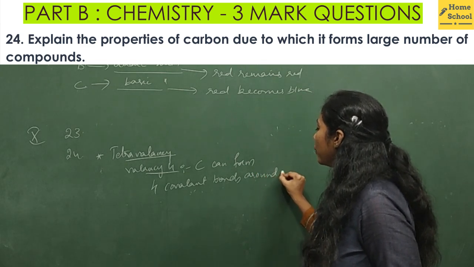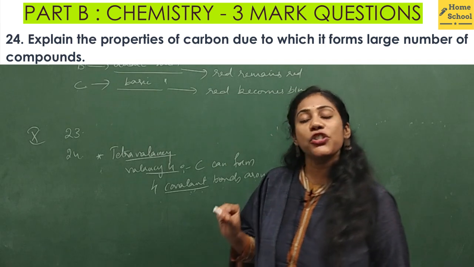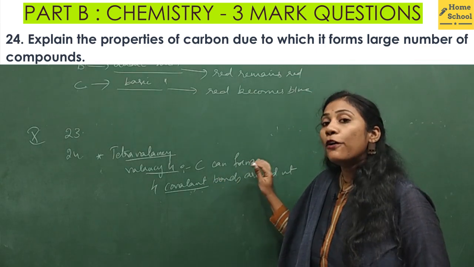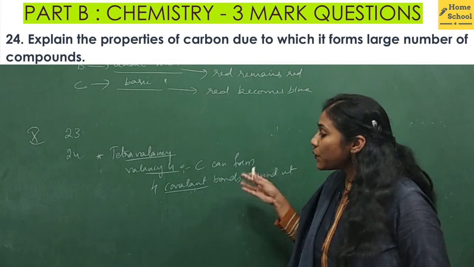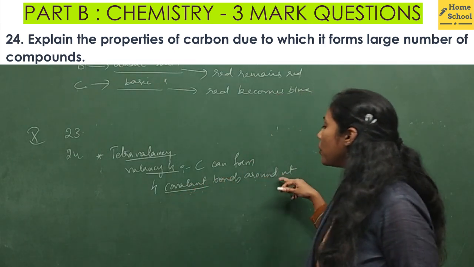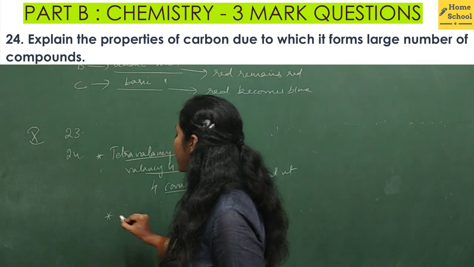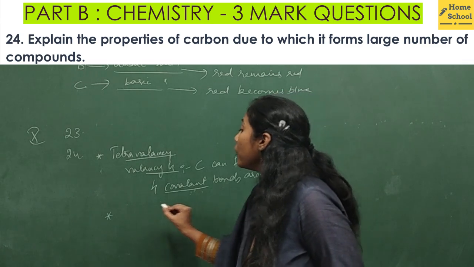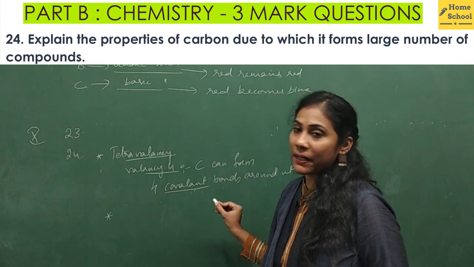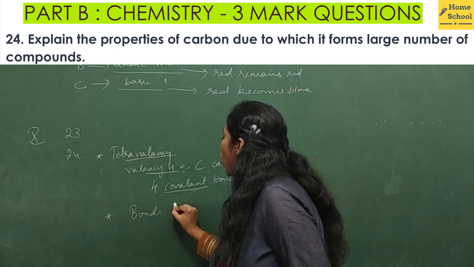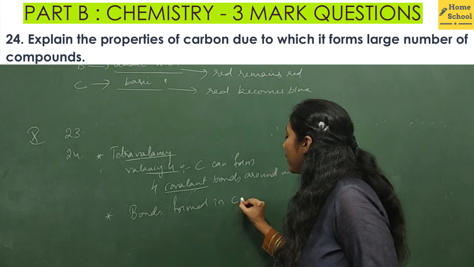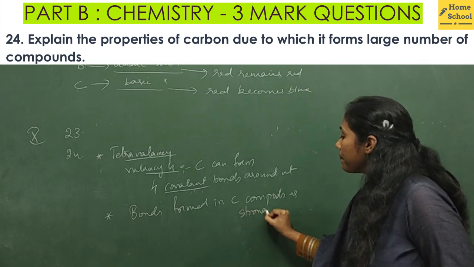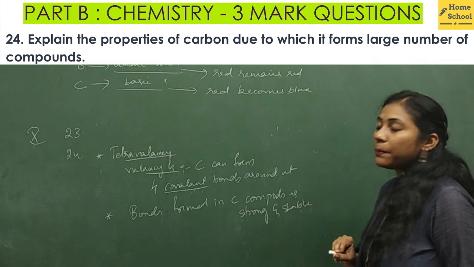You all know what covalent bonds are. The bond that is formed by sharing of electrons is called a covalent bond. So it can share its electrons with 4 other atoms around it. That is what we mean by forming 4 covalent bonds. The next point you can mention is, since the type of bonding in carbon compounds is covalent, the bonds formed in carbon compounds are very strong and stable. So this is another point you can mention.